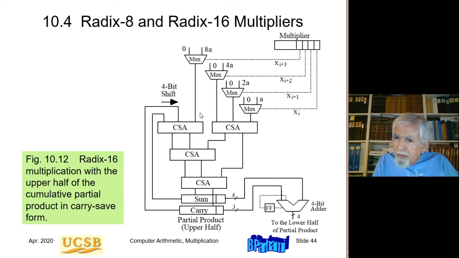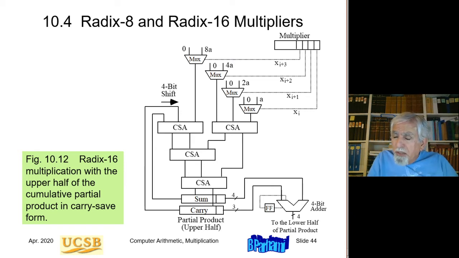And those 4 values must be added to the carry save partial product. So 6 things have to be added. And from our discussion of multi-operand addition, we know that we need 3 levels of carry save adders, or a bunch of 6-2 counters. Okay, 6 inputs, 2 outputs, and then these are fed back. So the critical path now in each cycle is 3 carry save adders, or 1 6-2 counter, plus these multiplexers.